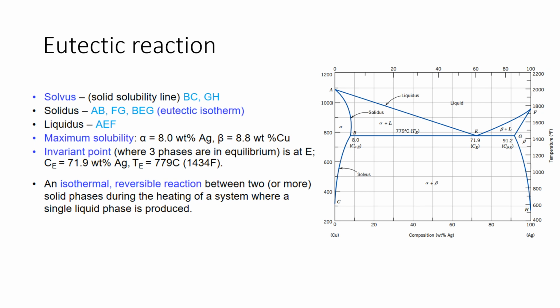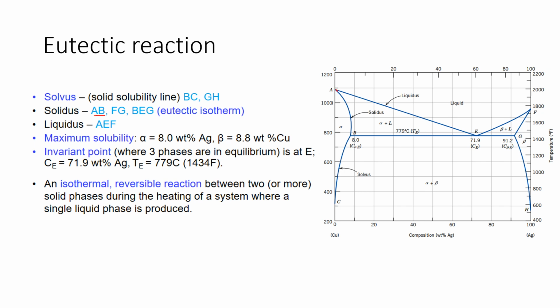Here we summarize the discussion of the eutectic reaction for the copper silver system. The solvus lines are BC and GH. One is for the alpha, the other is for the beta.